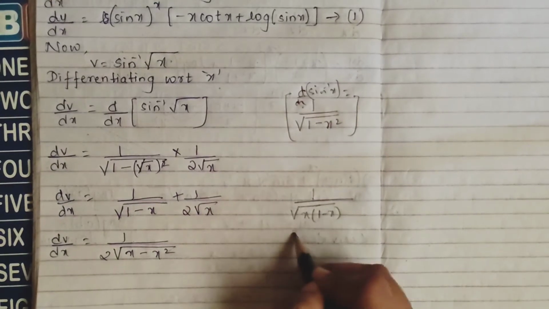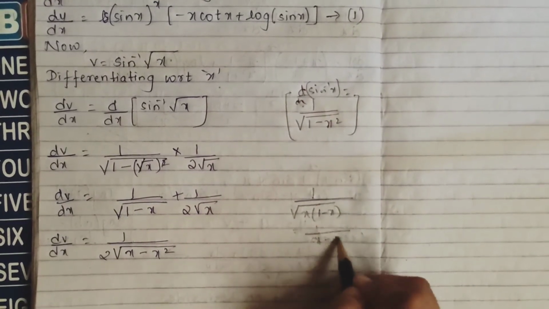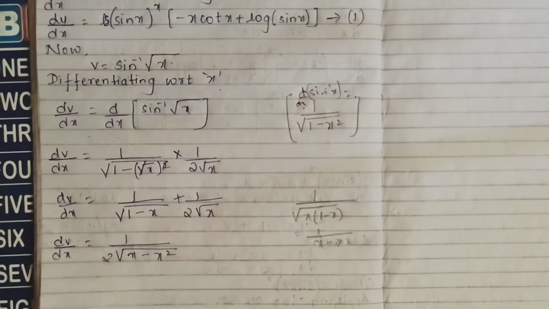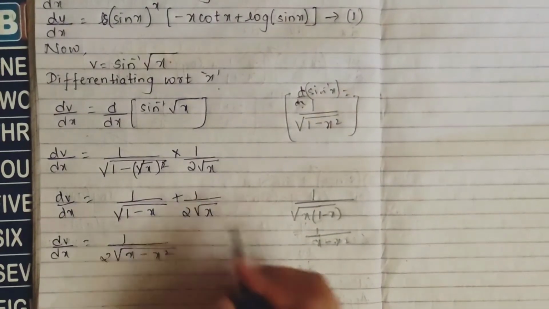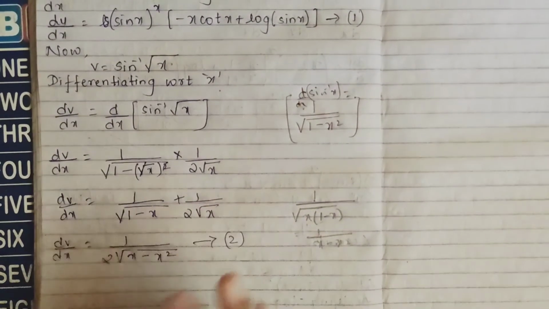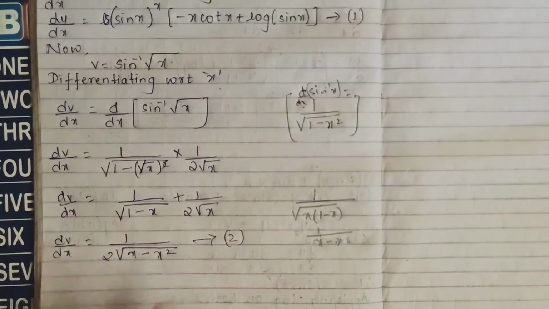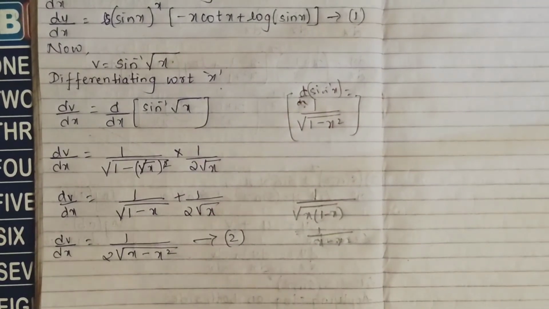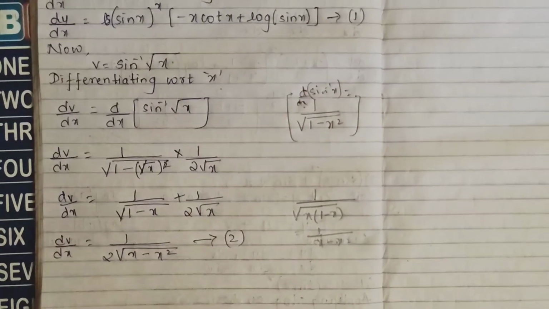If I multiply, what I get? 1 by x minus x square. So same way I have written. This you got directly, dv by dx. Now substitute your dv by dx, du by dx in your Roman equation 1, and that will be your final answer.